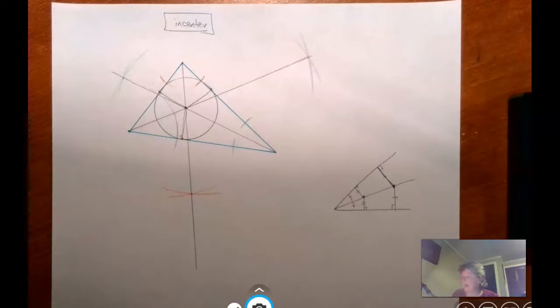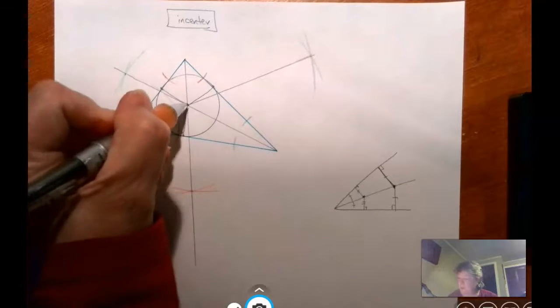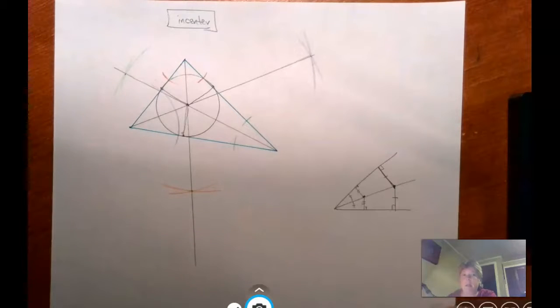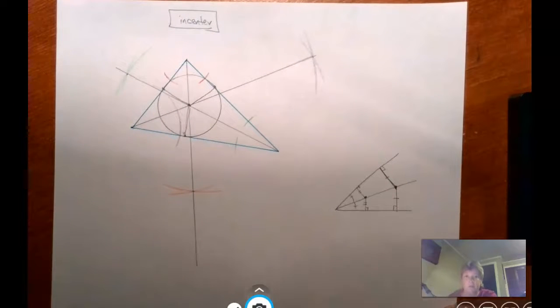Now, keep in mind that if you were asked to find the incenter, you really only need to do two angle bisectors. Because if you have two angle bisectors, where they cross is going to be that incenter. So you don't actually have to draw all three. You just need any two angle bisectors.